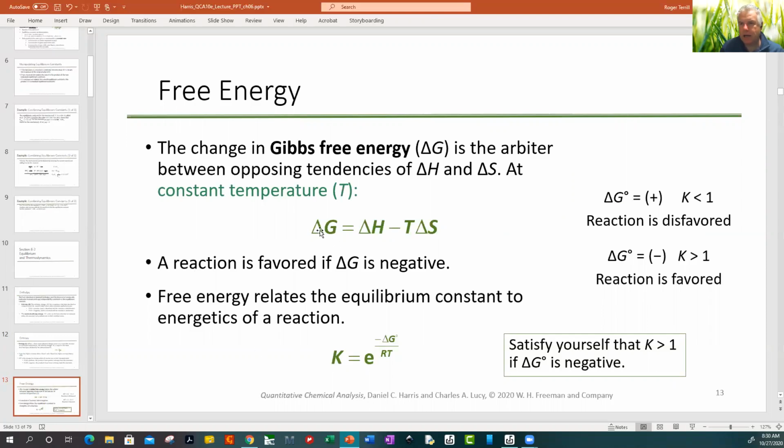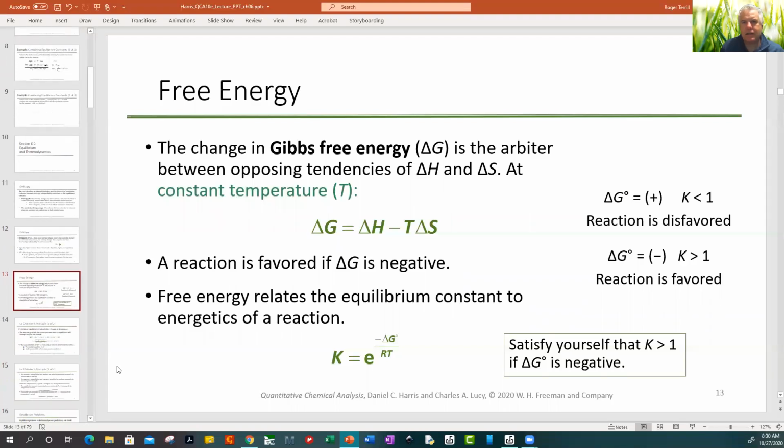Delta G is what sets K, right? So K is equal to e to the minus delta G over RT. And this is actually why when you add delta G's, you multiply K's. This is where that all comes from, and the exponents are all just coming right from here. I'll do a little blurb for you on that next time. I'm just a little bit unprepared right now.